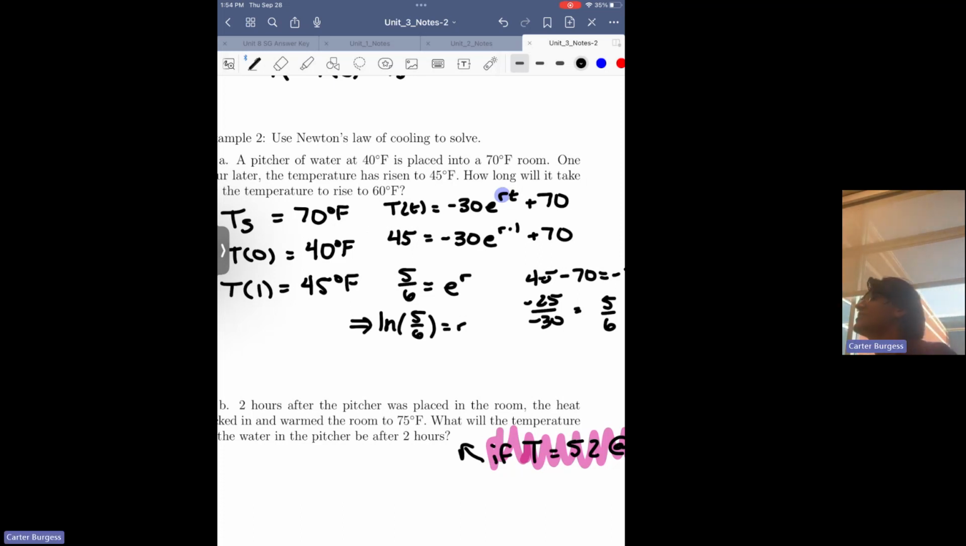Equals r. Oftentimes, again, this one was nice because the value of t was 1. Oftentimes you'd have something to multiply or divide here, but I gave you a nice value of t, so that's it. That's our value of r.